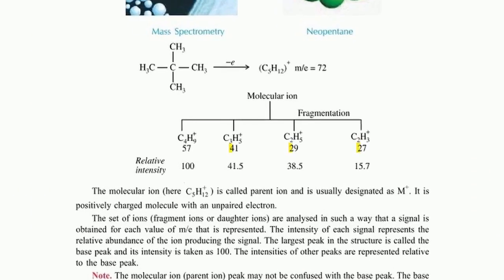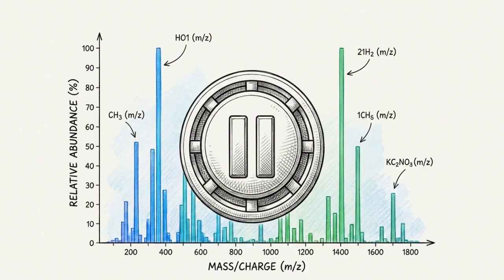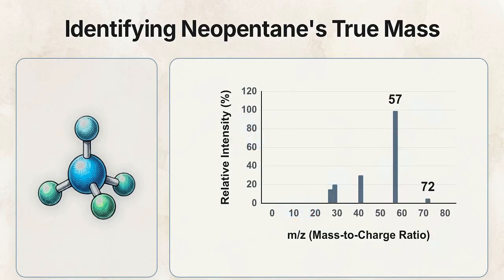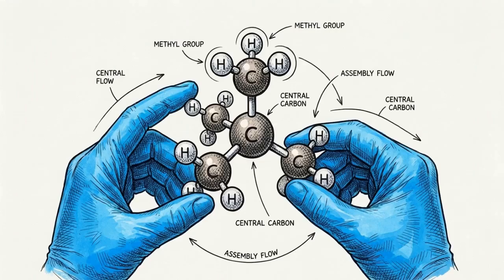We see scattered peaks at m/z 27, 29, and 41, a massive peak at 57, and a much smaller peak resting at 72. Take a moment to pause the video here. Based on the difference between shattered fragments and the intact molecule, which peak represents neopentane's true weight, and what is that huge peak at 57? The machine only provides the raw wreckage. The human analyst must know how to reconstruct the crash.